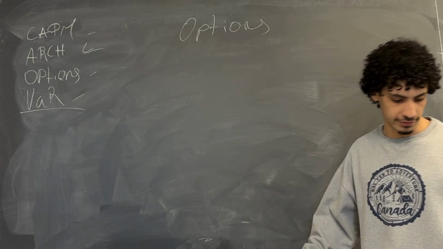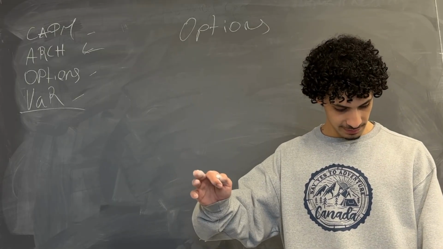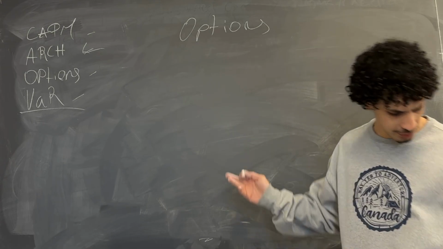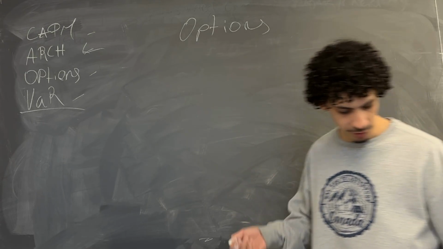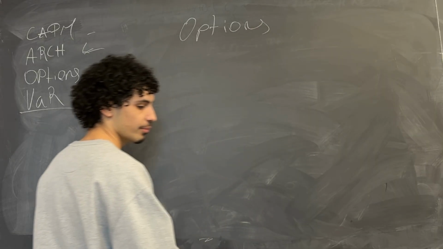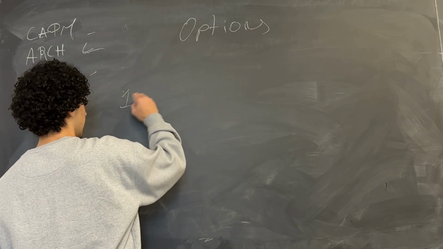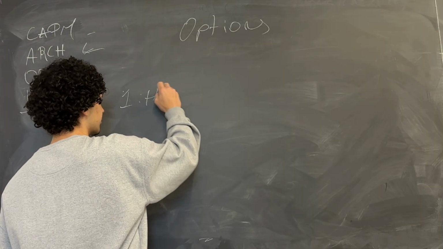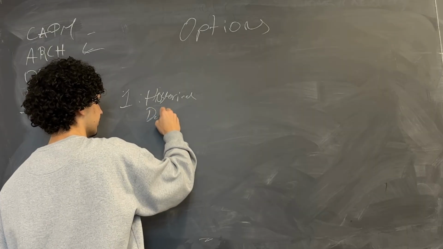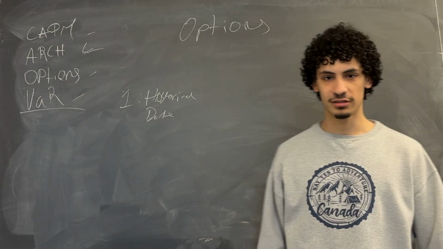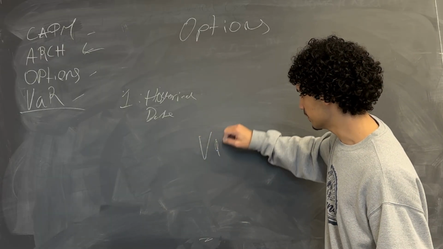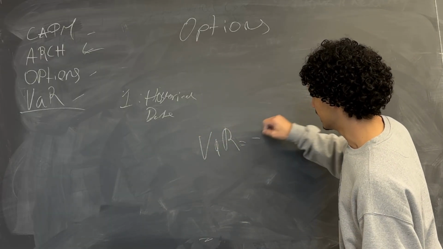So how do you account for the value at risk? We have two methods: the non-parametric and the parametric. Method one, let's call it the historical one, using historical data to figure out value at risk.